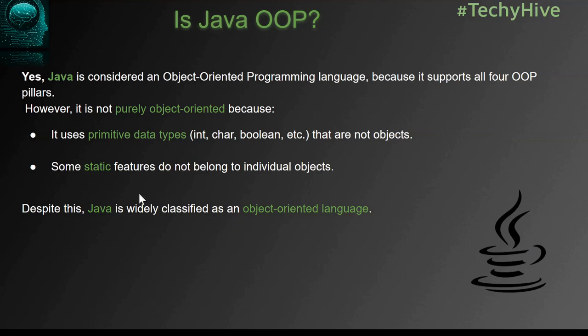Another thing is static features. Java uses static fields and also static methods. When we talk about object-oriented, everything should be around an object, but static features are at the class level. So primitive data types and static features of Java prevent Java from becoming a purely object-oriented language. Despite this, Java is widely classified as an object-oriented language.